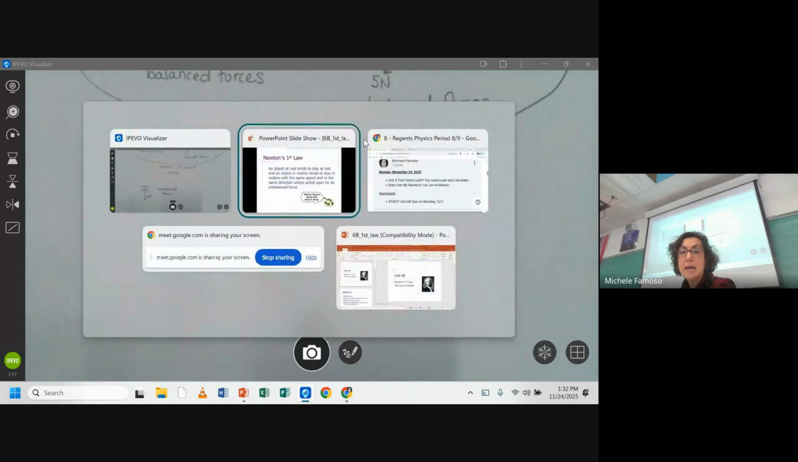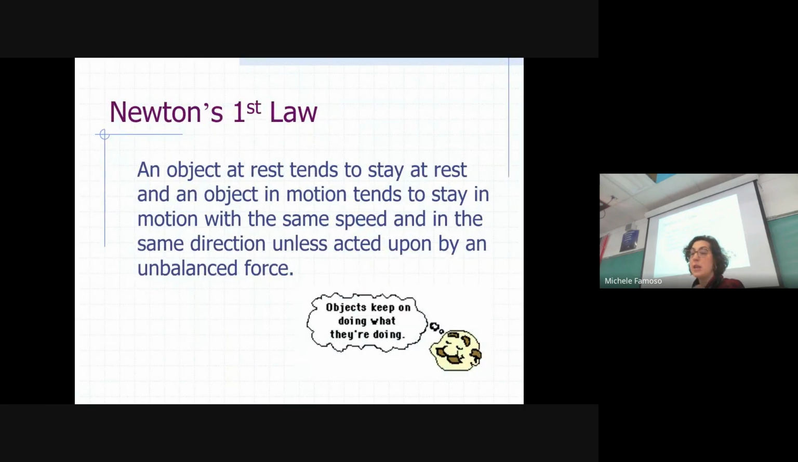So Newton says in the first law that when you do not have an unbalanced force, you're going to keep doing what you're doing. Whatever it is you're doing in terms of your motion, you're going to keep doing that. So when we say that your motion isn't changing, remember that means you're not accelerating.